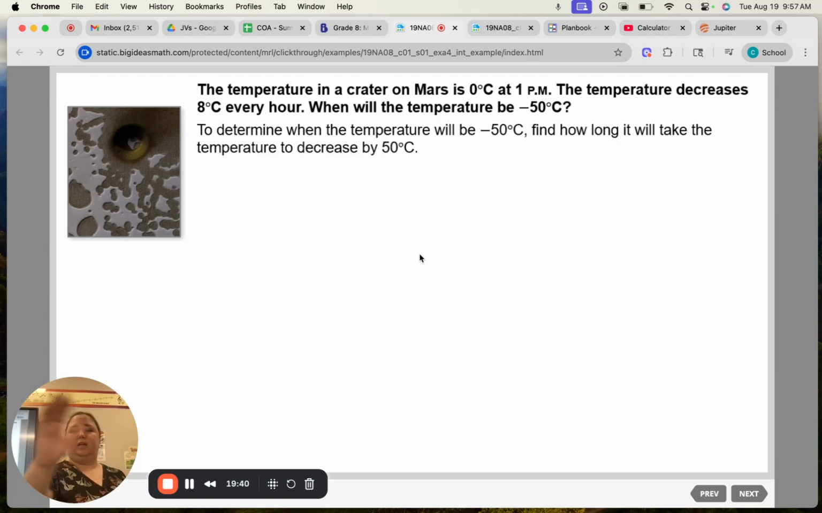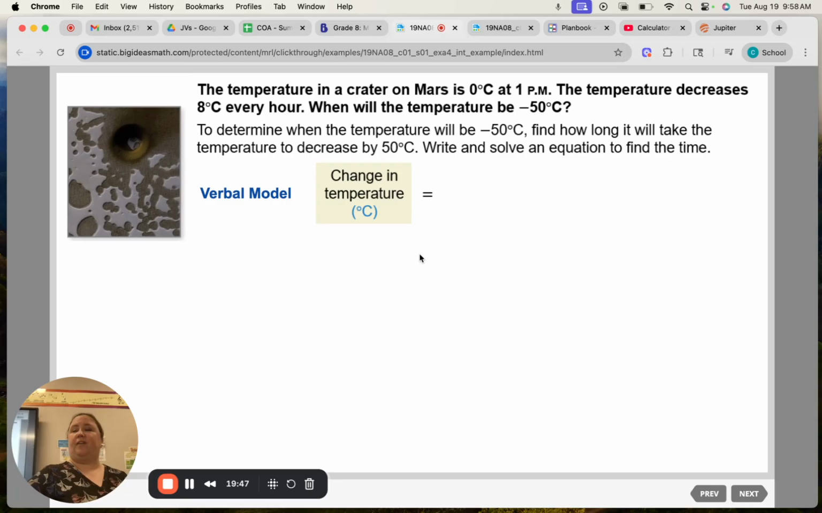So we have enough information here, we can create a formula to solve. Okay, so we know how fast the temperature is changing. What did it say it was changing every hour? 8 degrees. 8, up or down? Down. Down, so it's a negative 8. Remember that. Okay, the change in temperature is what the final answer is. The hourly change, that's how fast it's changing, which is the negative 8. And how long it took, we don't know. That's what we're trying to solve.